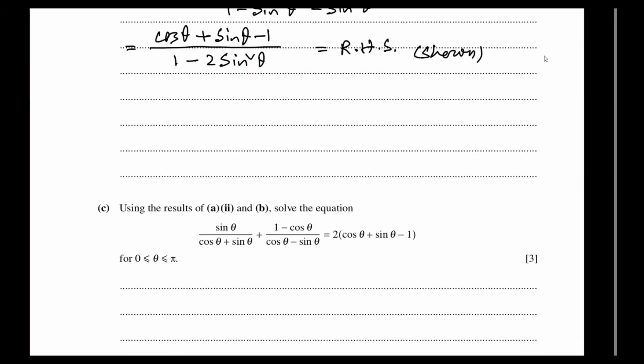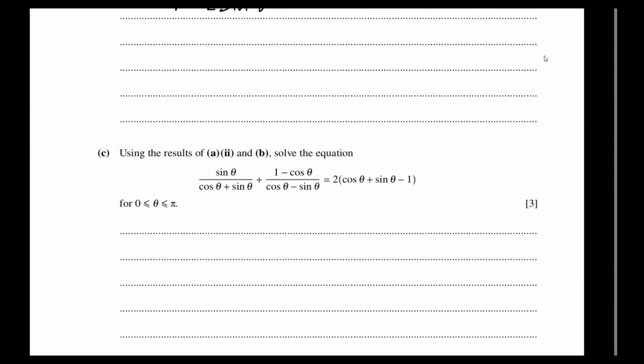Let's move on to the next part, part C. In part C, using the result of A2 and B, solve this equation. You have to use the result of A2 and B here. If you do not use the result of A2 and B here, you'll not get the marks, since there is no other option available. So you have to use the result of A2 and B.